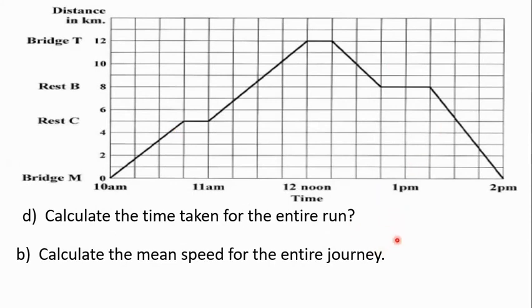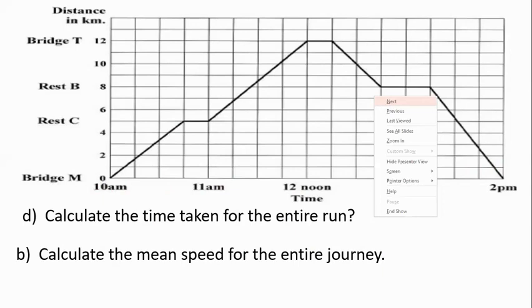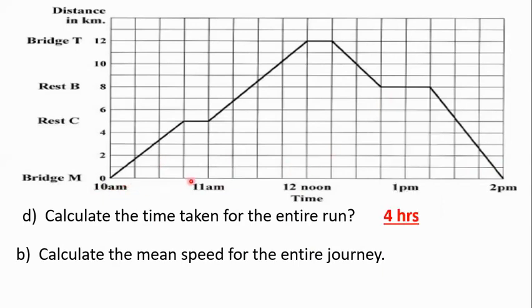Calculate the time taken for the entire run. The entire run. Started at 10. 10 to 11 is 1 hour. 4 hours, very good. So 10 to 11 is 1, so 1 hour, 2 hours, 3 hours, 4 hours.